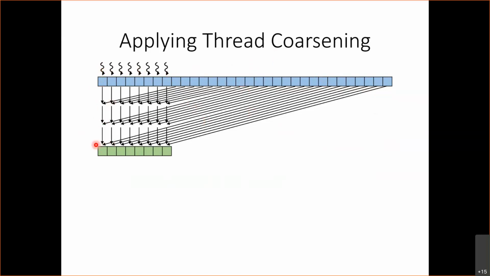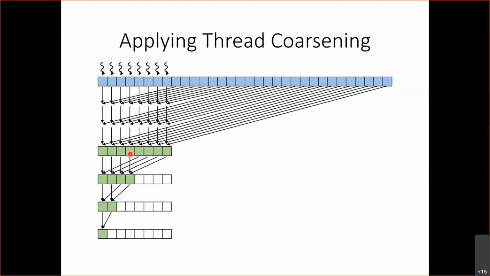So by applying coarsening, I'm reducing this entire segment, but with a fewer relative number of synchronizations and less control divergence. Now, once I've reduced it down to the number of threads, then I will have to do the reduction tree in shared memory, which has synchronization and control divergence. So the synchronization and control divergence are here now, okay, but not over here.